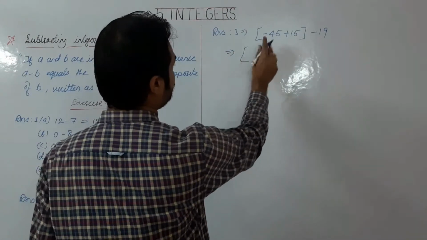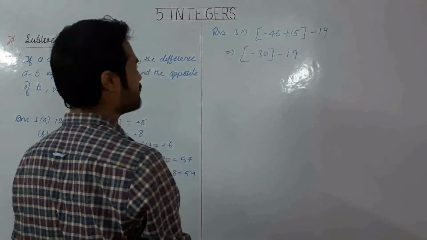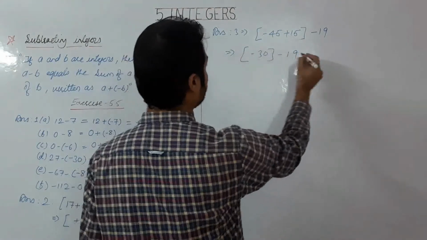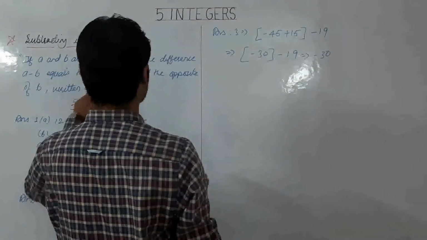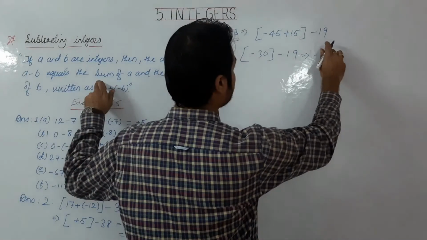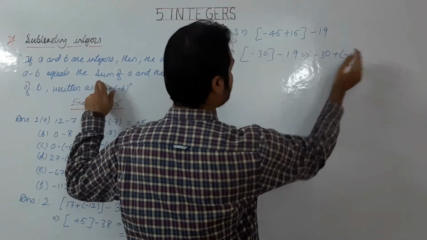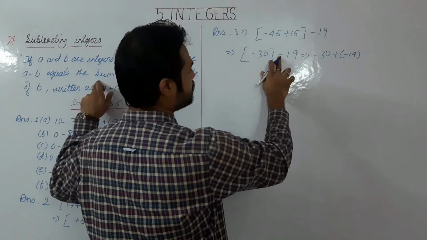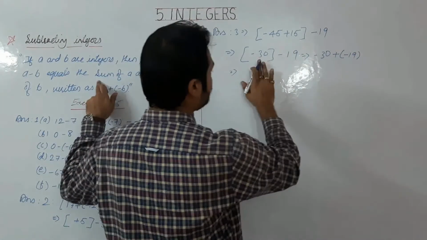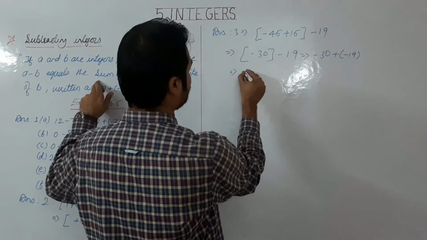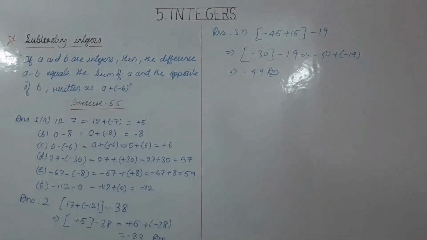In the next step, minus 45 plus 15 will be minus 30 minus 19, right? And again we have to use this property, or we can simply solve it, but yes, we have to use this property at least in this exercise. So minus 30 plus of minus 19, opposite of 19, and we have to replace this negative sign by positive sign. So the final answer is minus 30 and minus 19 will be minus 49. So minus 49 is my answer.